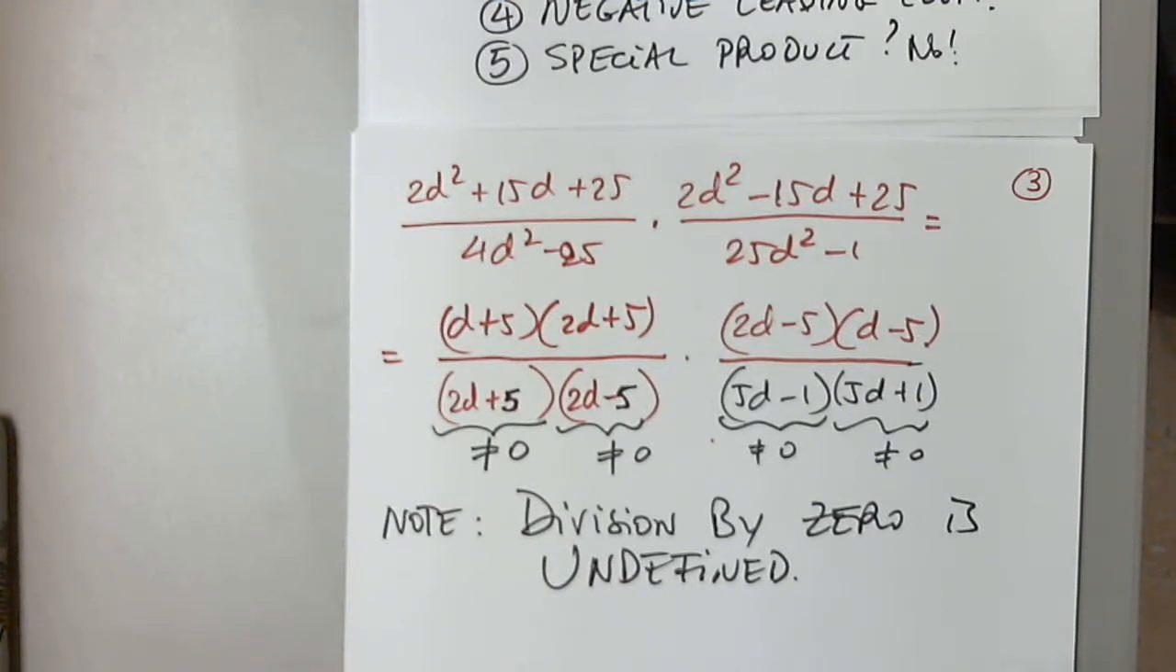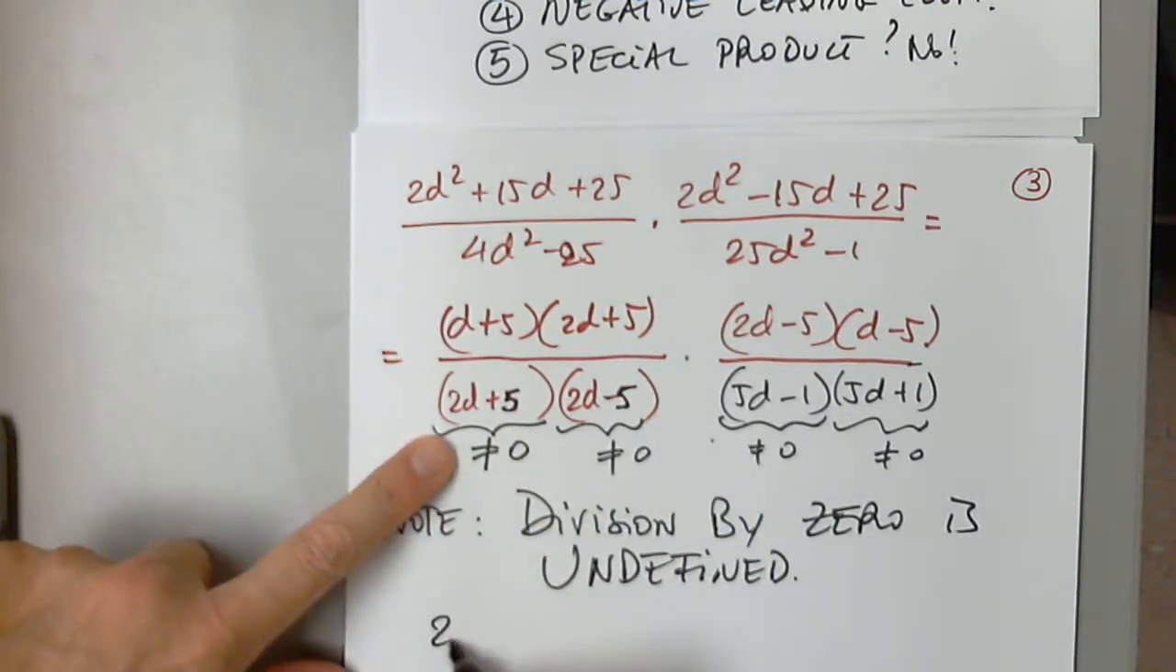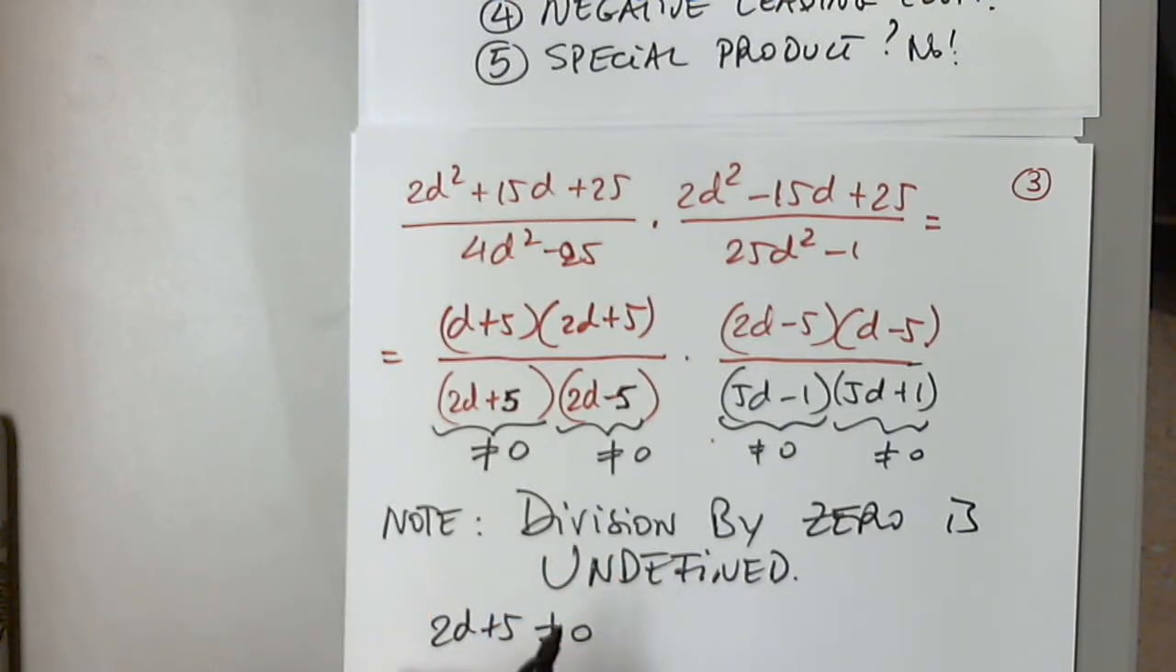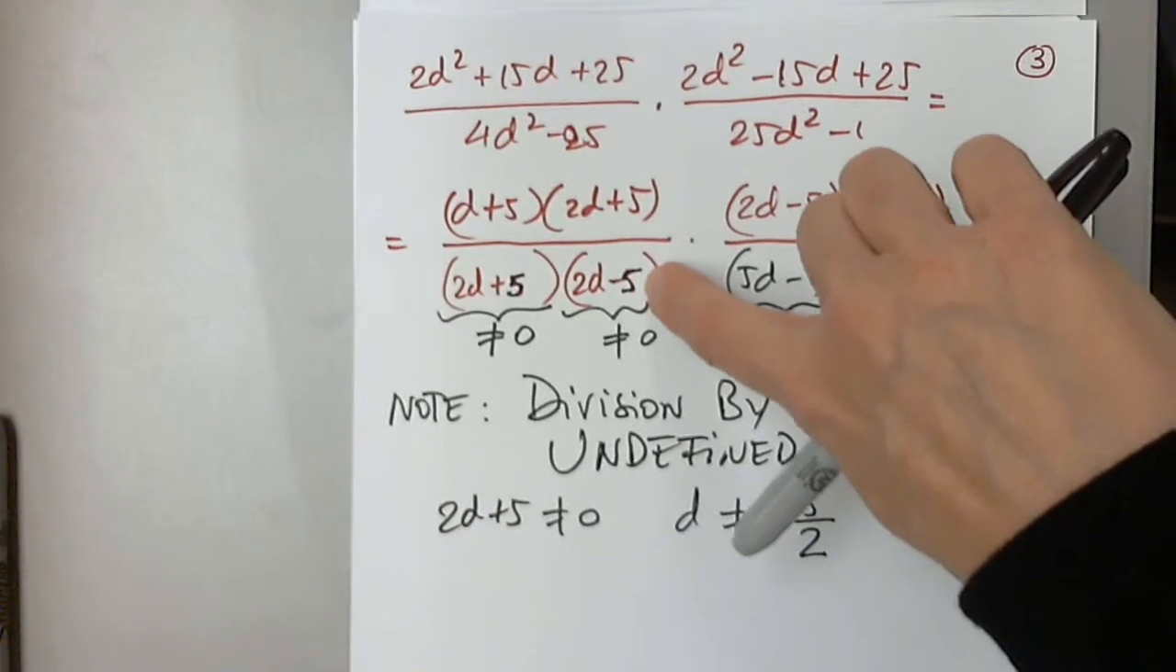Okay, very good. So when I said 2d plus 5 not equal to 0, I move 5 and divide by 2, so therefore d cannot be negative 5 halves. Are we comfortable with that? Is that okay? Okay. So can anyone give us the restriction for this?